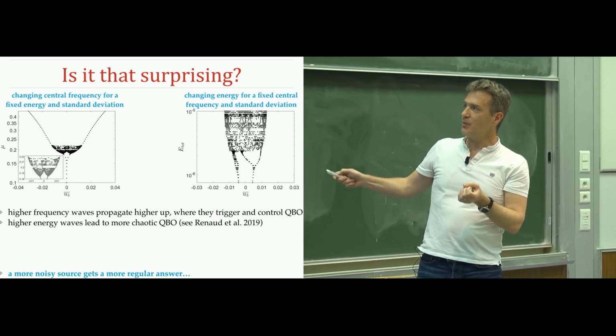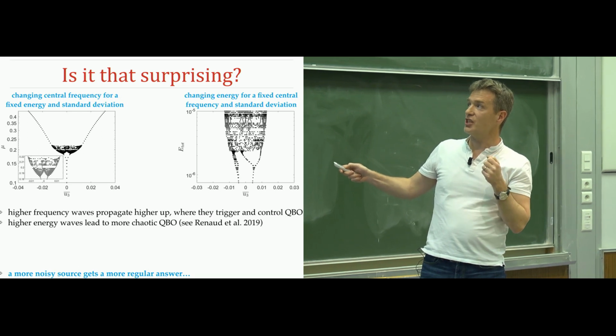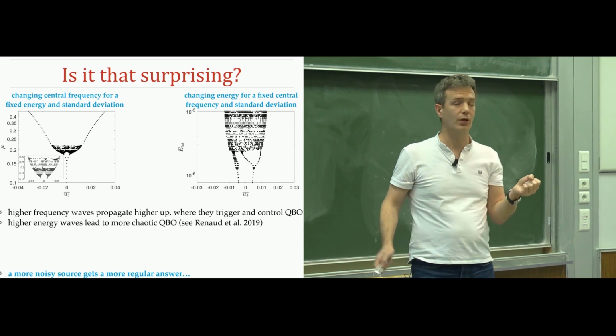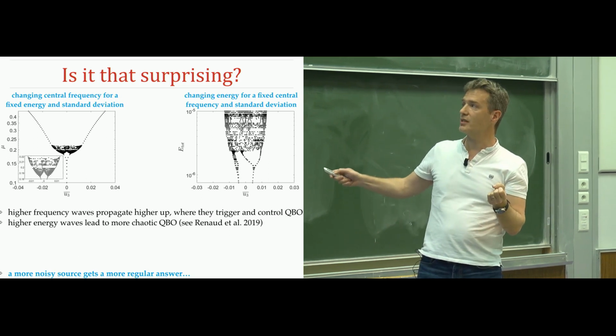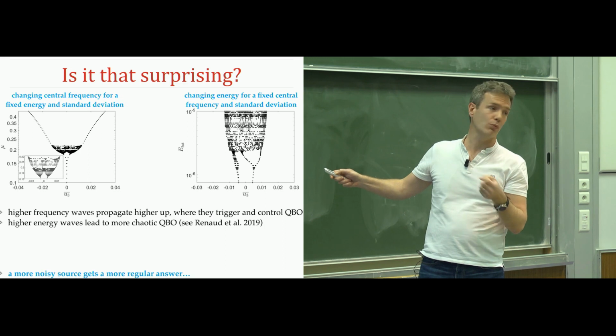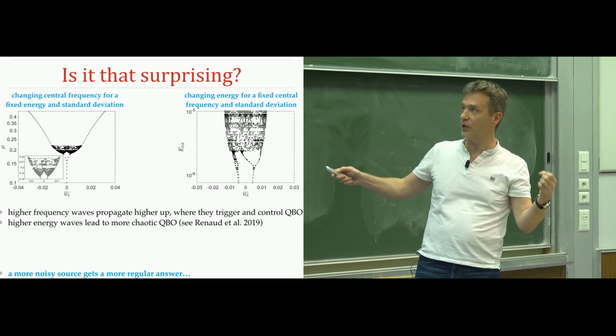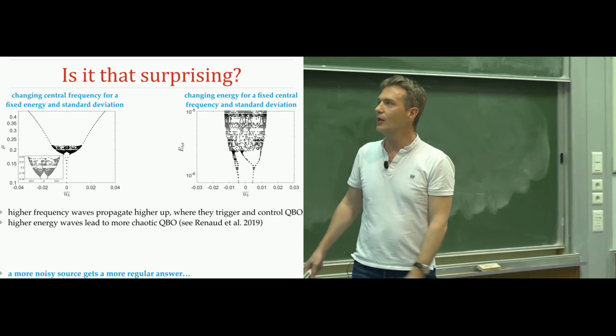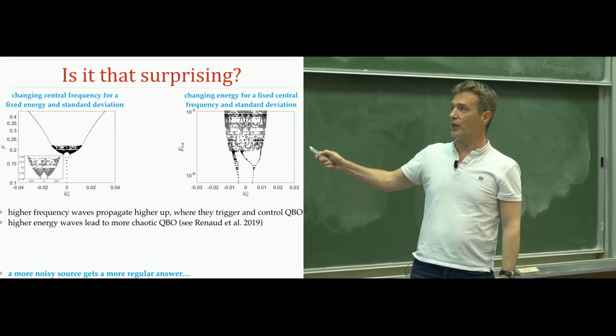This other Poincaré map is changing the energy for a fixed central frequency and a fixed standard deviation. And you see, when you are at low energy, you have a regular signal, but when you put more energy in your system, it becomes more chaotic. So that's normal. That's not such a surprise.